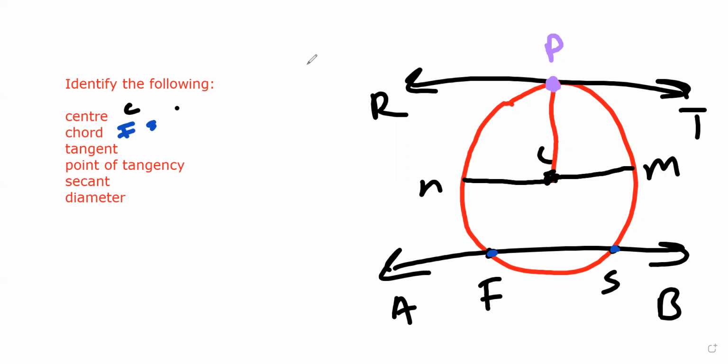All right, so let's look at the tangent. Now the tangent is the line that intersects with the circle, and this line is outside, like right here. This is RT. So we say RT.